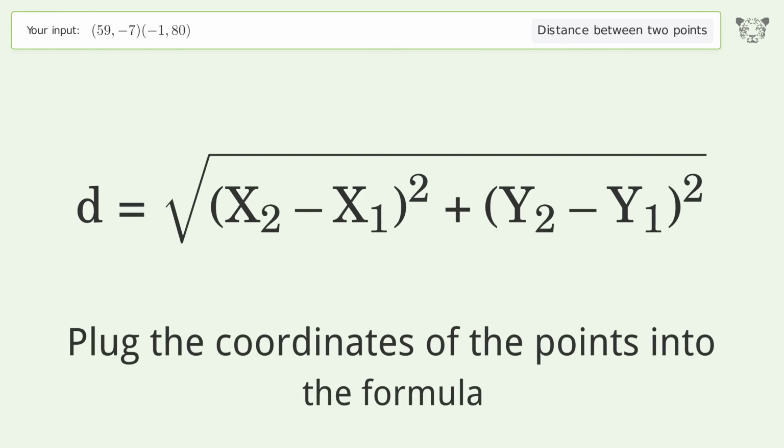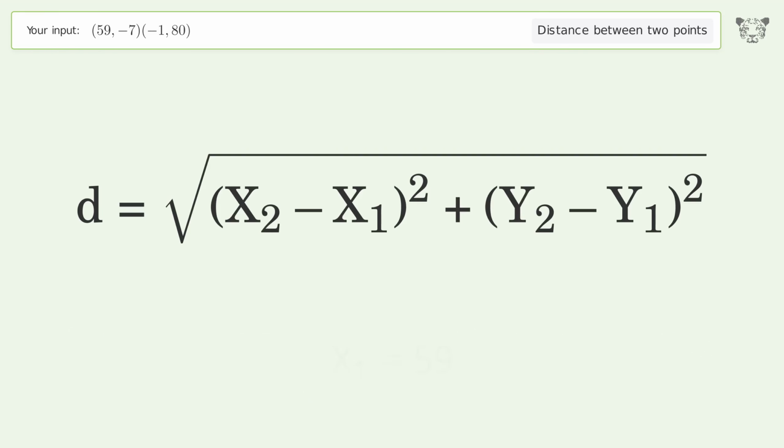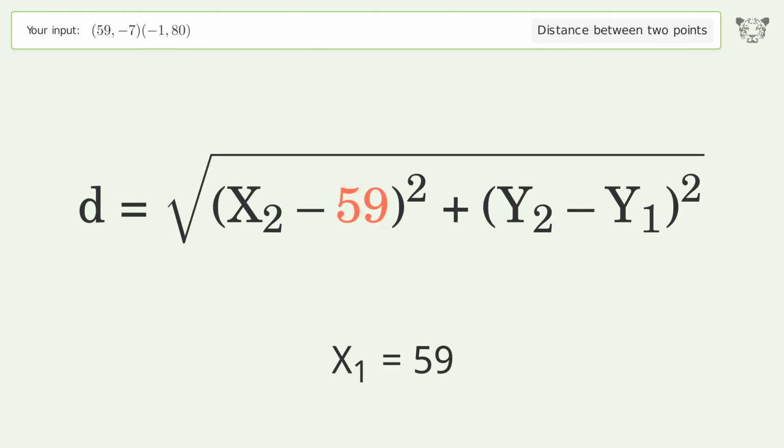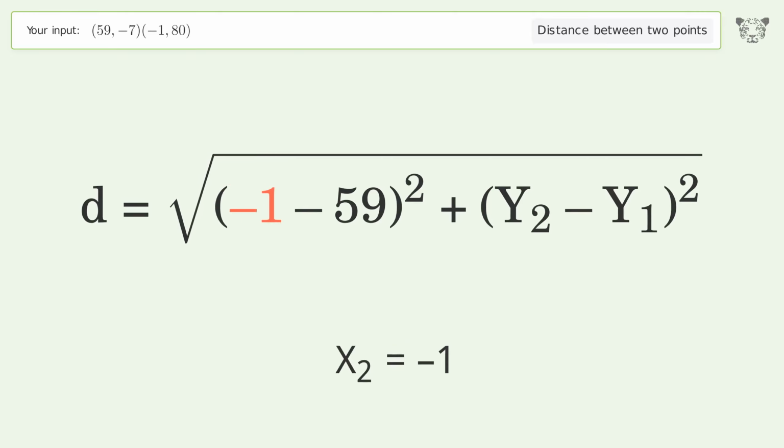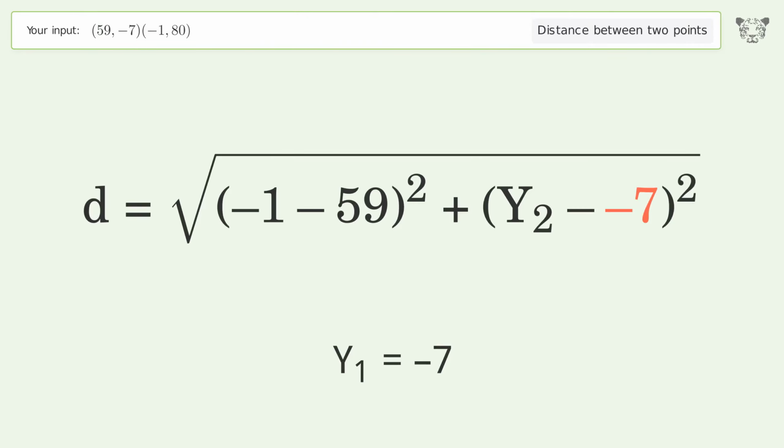Plug the coordinates of the points into the formula. x1 equals 59. x2 equals -1. y1 equals -7. y2 equals 80.